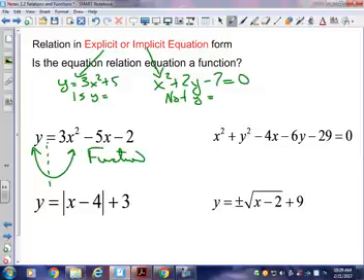Alright, this one down here is the y equal to absolute value problem. What shape is an absolute value graph? A V. Does it pass the vertical line test? Yeah, for value, exactly. I said that yesterday, didn't I? V for value. Passes the vertical line test. It's a function.